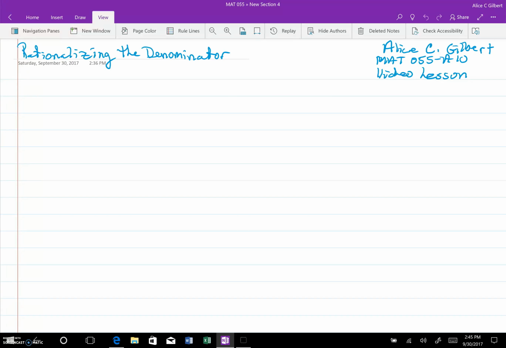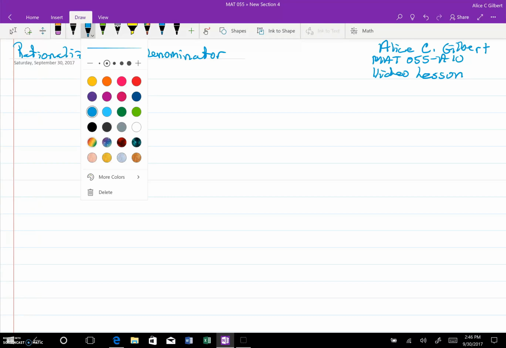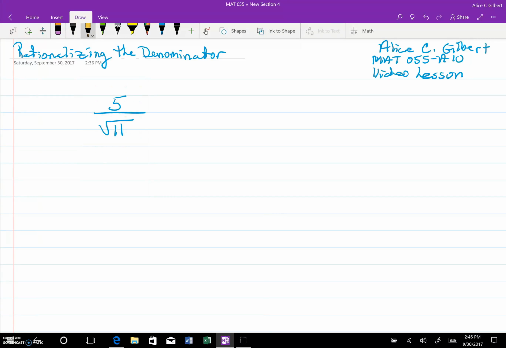Okay? So if I have something like 5 over the square root of 11, getting rid of a radical in the denominator when the denominator is a square root is really easy. All you have to do is multiply the denominator by the exact same thing that you already have there. That's it. That's all you need to worry about. However, if you do it in the denominator, you have to do it in the numerator.